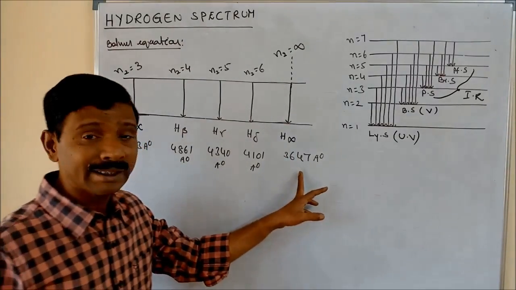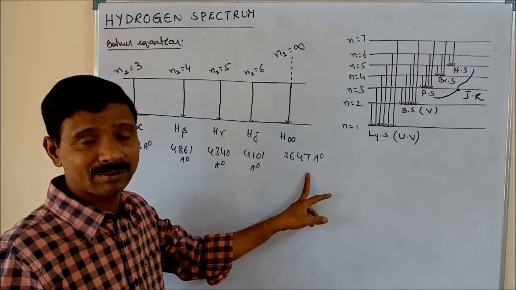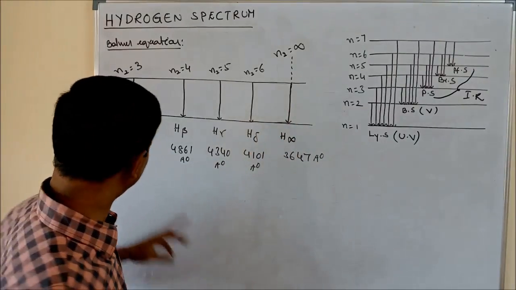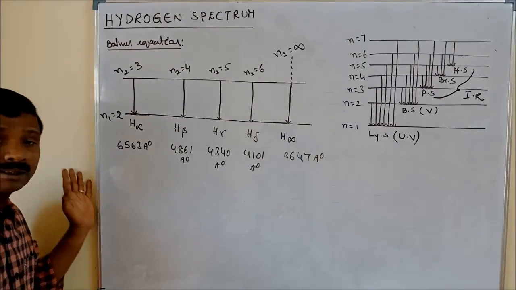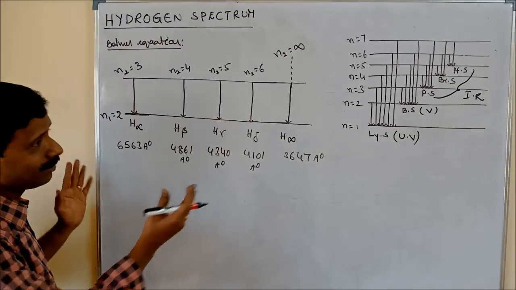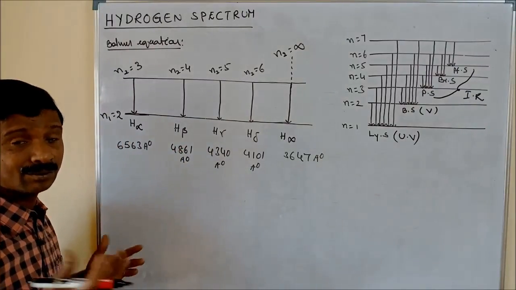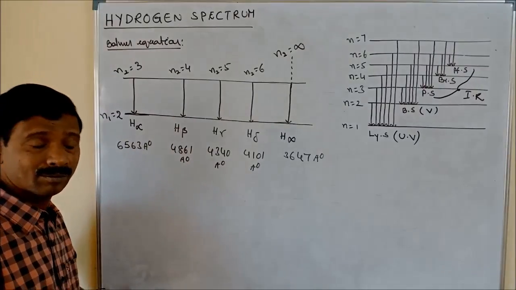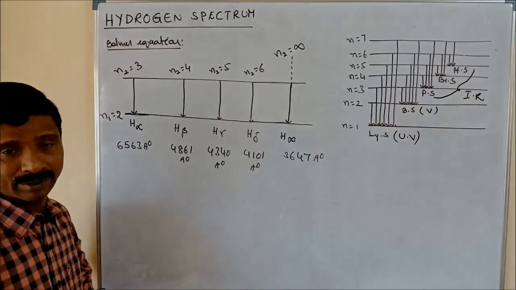Meaning there is no line whose wavelength is less than 3647 in Balmer series, and there is no line whose wavelength is greater than 6563 angstroms. So that is the meaning of this diagram. Be clear about these 5 values. Direct questions are there based on the wavelength of the first line, the wavelength of the second line. Then without calculation you can go for it.